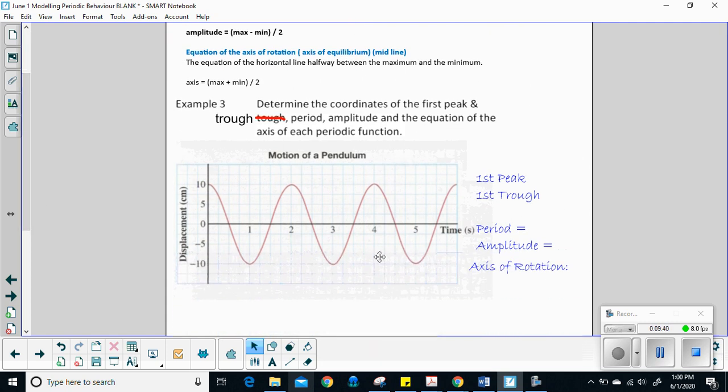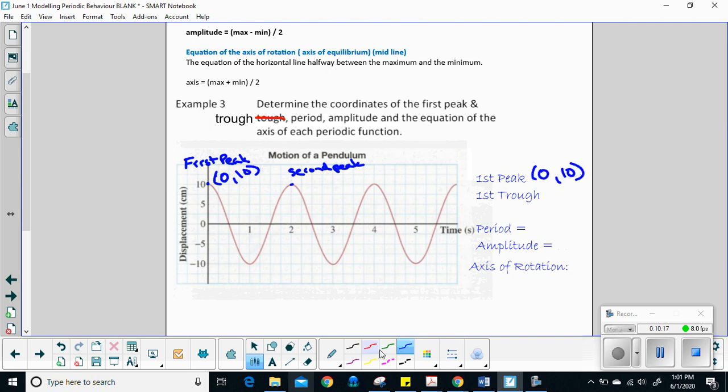Here I have a nice, beautiful sinusoidal curve. I want to figure out the coordinates of the first peak, the first trough, the period, the amplitude, and the equation of the axis. All right, let's do it. So our first peak is going to occur here, because that's my top. Here's my second peak. Okay. So my first peak is happening when x is equal to 0 and y is 10. So 0, 10.